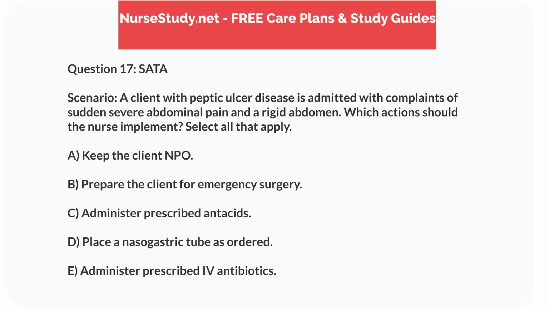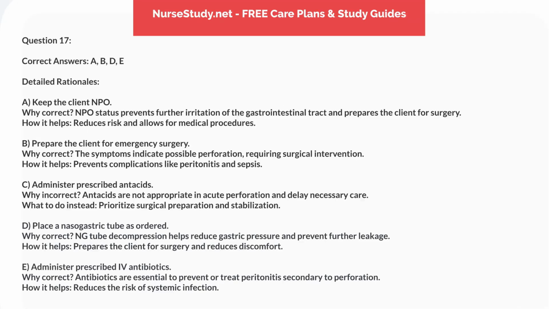Question 17, SATA. Scenario: a client with peptic ulcer disease is admitted with complaints of sudden severe abdominal pain and a rigid abdomen. Which actions should the nurse implement? Select all that apply. A. Keep the client NPO. B. Prepare the client for emergency surgery. C. Administer prescribed antacids. D. Place a nasogastric tube as ordered. E. Administer prescribed IV antibiotics. Correct answers: A, B, D, E.